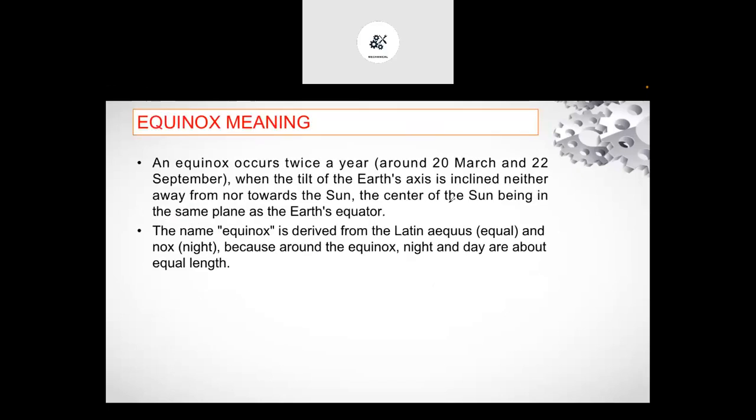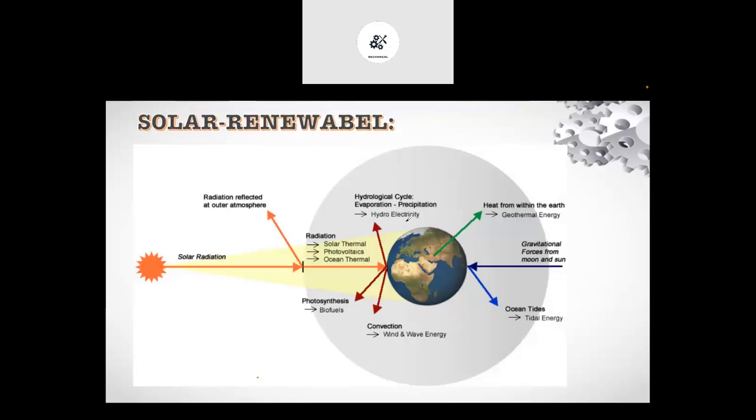Okay, and during the equinox, equinox means what? It also occurs twice in the year when the tilt of Earth's axis is inclined neither away from the sun nor toward the sun. Okay, means the center of the sun is in the same plane as the Earth's equator, and during this equinox the duration of night and the duration of day are equal. Means 12 hours of day and 12 hours of night. Okay, so this variation in the relative position between the sun and earth will cause the variation in the radiation which is received by the earth surface.